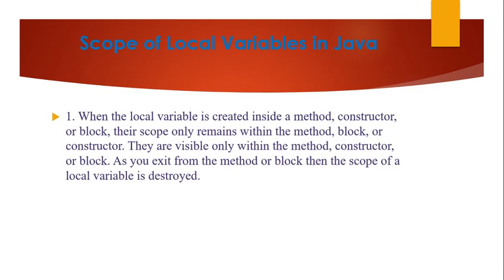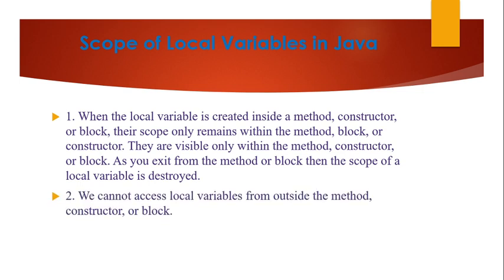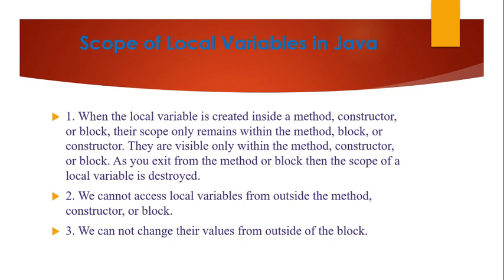Let's discuss the scope of local variables in Java. When a local variable is created inside a method, constructor or block, its scope only remains within the method, constructor or block. They are visible only within the method, constructor or block. As you exit from the method or block, the scope of a local variable is destroyed. We cannot access local variables from outside the method, constructor or block. We cannot change their values from outside of the block as well.